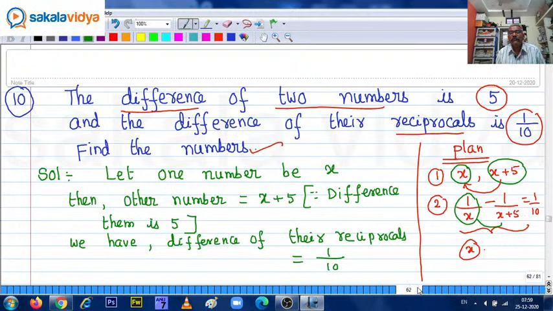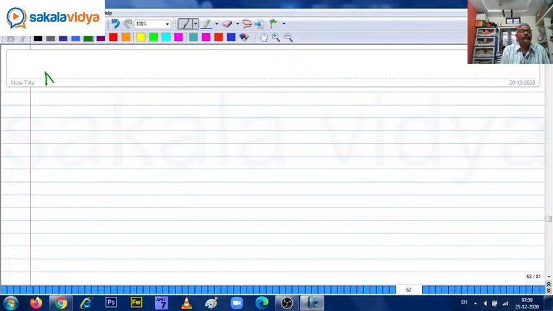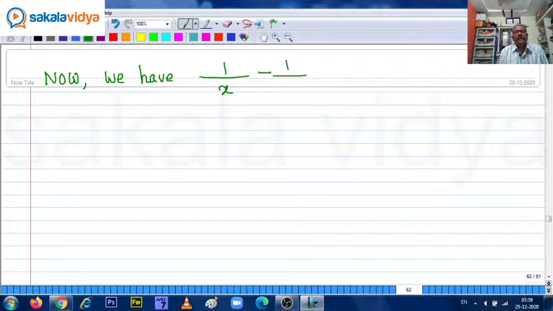So now we have 1 upon x minus 1 upon x plus 5 equal to 1 upon 10. You may get one doubt: why should we write 1 upon x, why can't we write 1 upon x plus 5 first? 1 upon x plus 5 will be less than 1 by x, so one is the maximum and the other the minimum, and you'll get a positive value. So 1 by x minus 1 by x plus 5 is equal to 1 by 10.